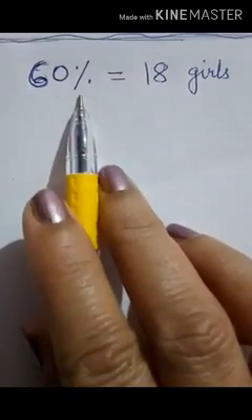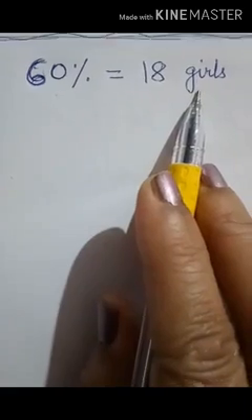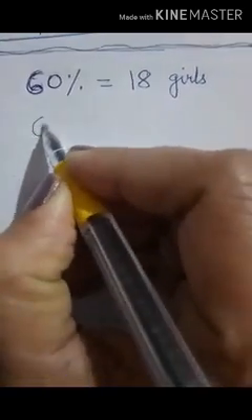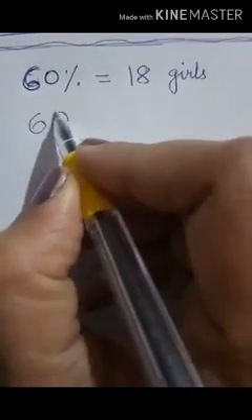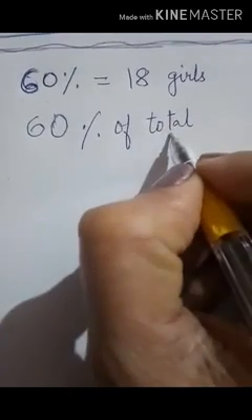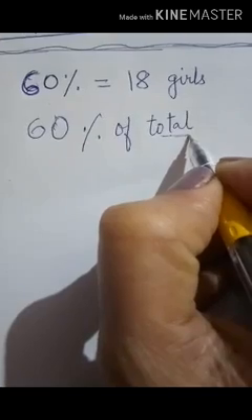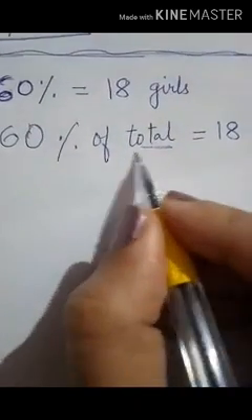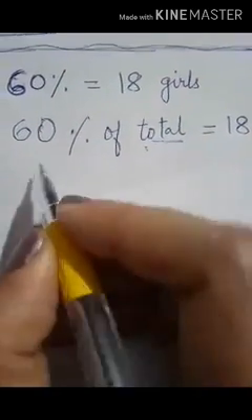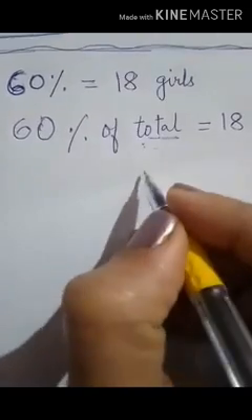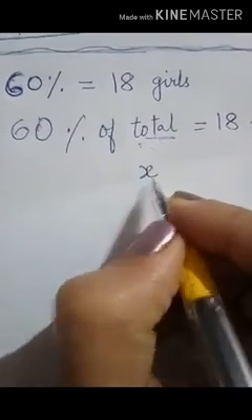Let's see the other method of finding the number of boys. If you remember, 60% equals 18 girls is given in the question. 60% of what? That is important. Of the total, always. 60% of the total. Now we don't know what is the total number of students. That is not known to us. But what we know is 60% of total equals 18 girls. Okay. So let the total number of students be x.